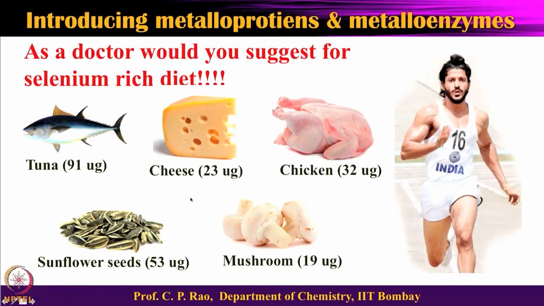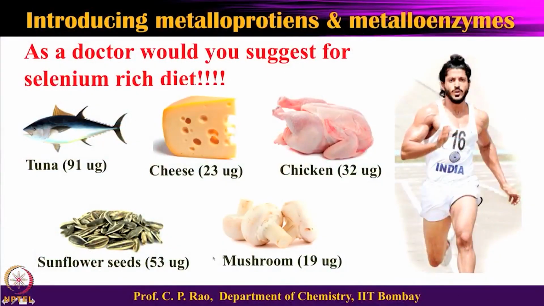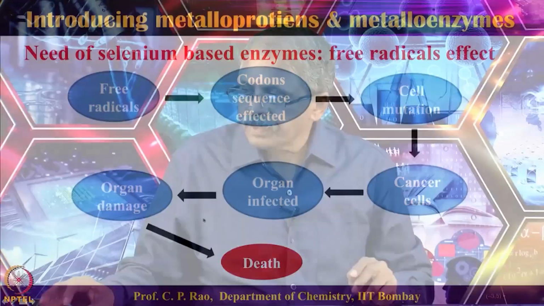Therefore, selenium is an important micronutrient, and it can be obtained from various foodstuffs like tuna fish, cheese, chicken, mushrooms, sunflower seeds, etc. Many of these have good levels of selenium, so by eating these, you will be able to get the selenium part of it.